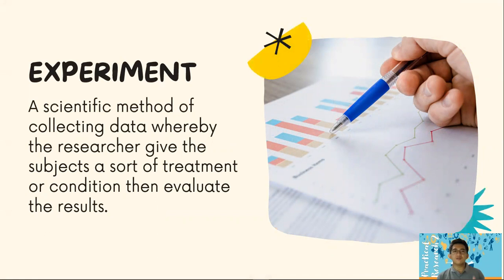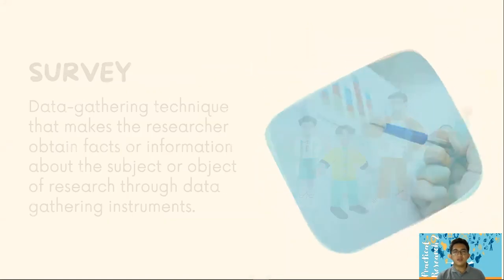We may go back to the research design to see what type or method of data collection we may use when we are already collecting our data. Kasi if it doesn't jive or doesn't align with our research design, then we are just going to repeat our whole chapter 3 or the methodology. The last one is the survey.